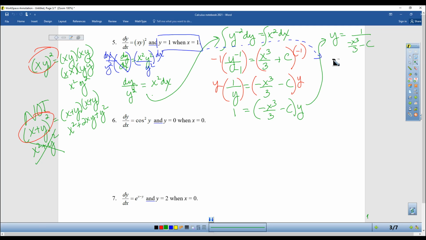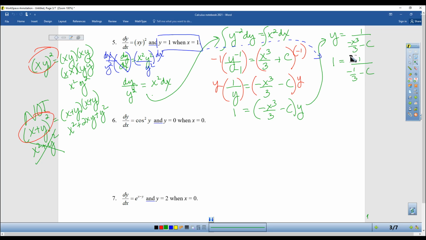And I get y is equal to 1 over negative x cubed, so negative 1 cubed minus c. This is terrible. I feel like I could have done it a better way. We'll see. Because my c is stuck here on the bottom.